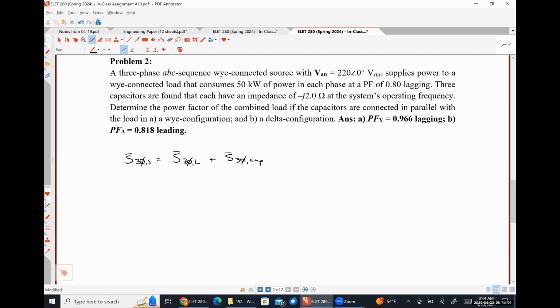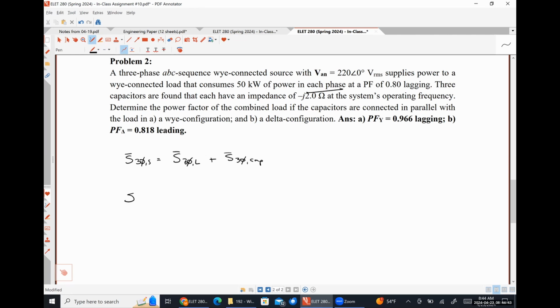So I feel pretty strongly that we have enough information to figure out what the complex power absorbed by our load is. So I would like for you guys to tell me how we might go about doing that. So that would be the complex power absorbed by each phase. How would we get the total? Multiply it by 3. Absolutely right.